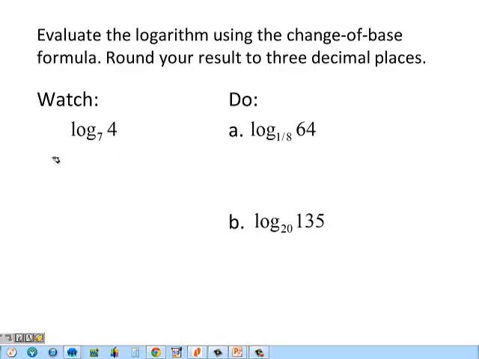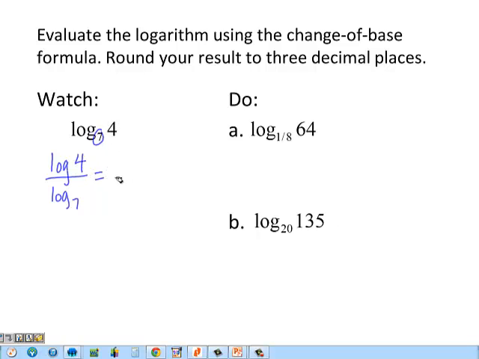Change of base is just log of some kind of log. Well, I'm going to use common log because I'm going to put this in my calculator. This will be log of 4 over the log of 7. Make sure the base goes in the denominator and the one that's up here goes in the numerator.